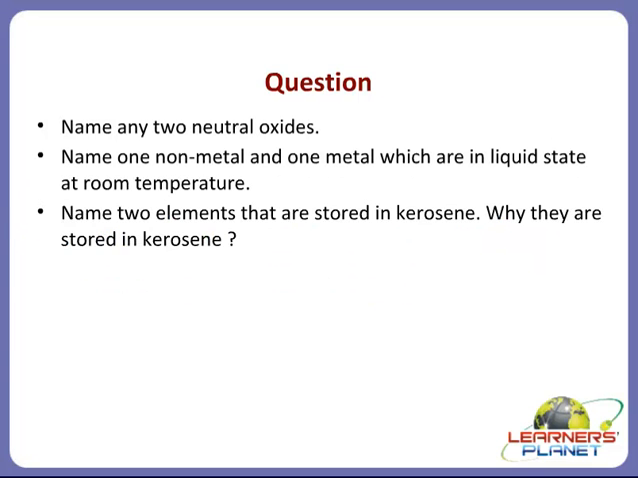Now, let's take up our next question. Name any two neutral oxides. Just tell me the name of any two neutral oxides. What type of oxide is formed by metals, children? Metals, what type of oxide do they form? So, metals form basic and amphoteric oxides.